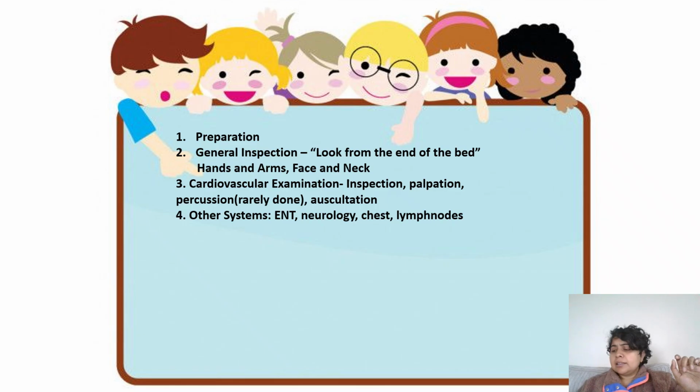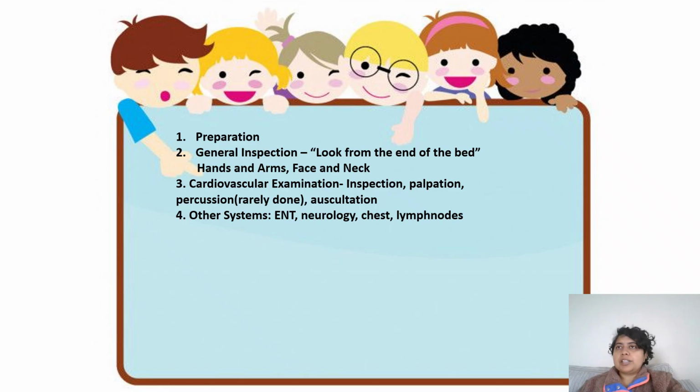And then in your palpation, you look for the liver and the spleen and the edges. In an infant, the liver span could be a bit bigger. It could be 2 to 3 centimeters below the costal margin, which is normal, but in a bigger child that should not be the case, right? And then percussion is rarely done in cardiovascular examination, but you can percuss the abdomen to look for the liver and spleen edges.